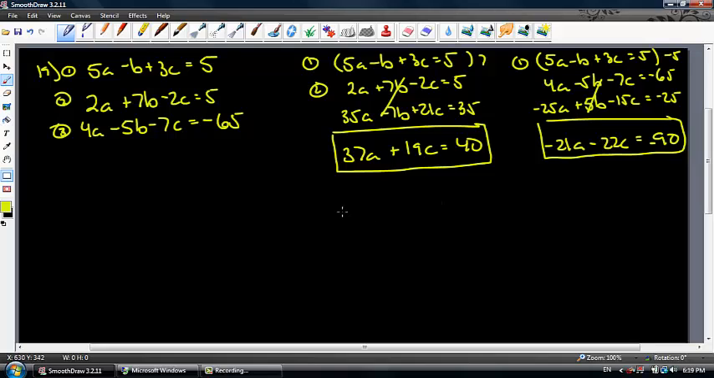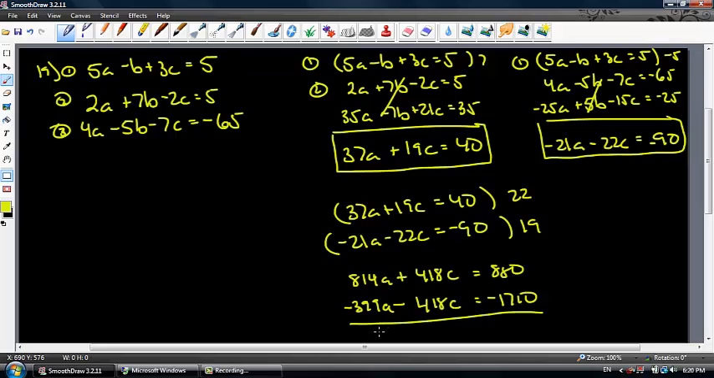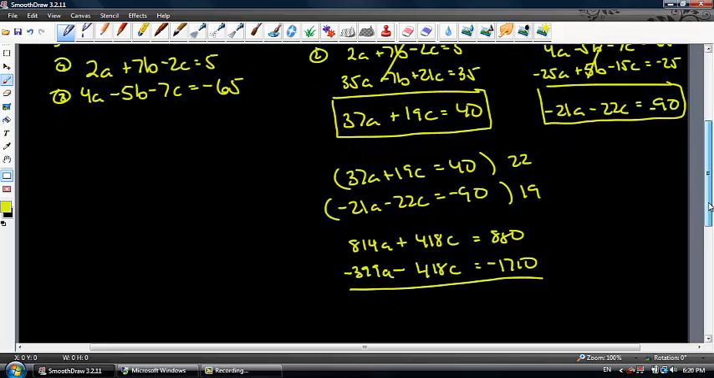Okay, we've got some pretty ugly numbers here, so let's hash this out. 37a plus 19c equals 40, and then negative 21a minus 22c equals negative 90. I'm going to have to just grind this out. Let's eliminate c. I'll multiply the top by 22 and the bottom by 19. Let's see what we get. And when all the computation's done, that is what you get.